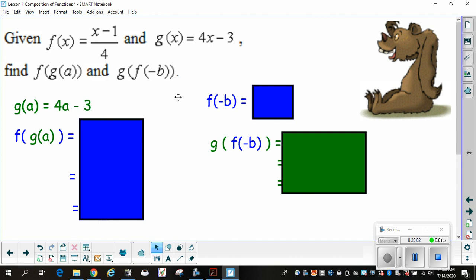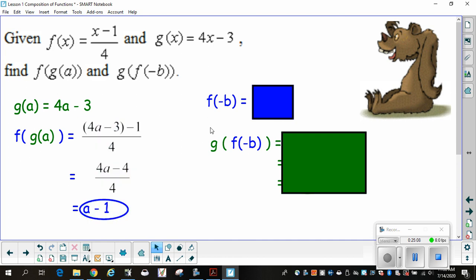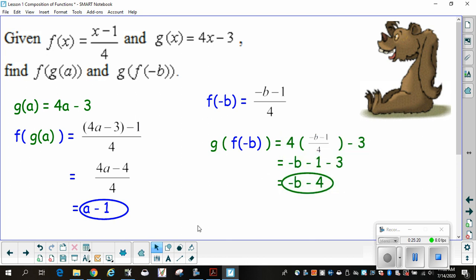There's g of a. Now I'm going to put that into f of x. Boom, a minus 1. I'm going to put negative b into f. And now I'm going to put f of negative b into g. And voila.